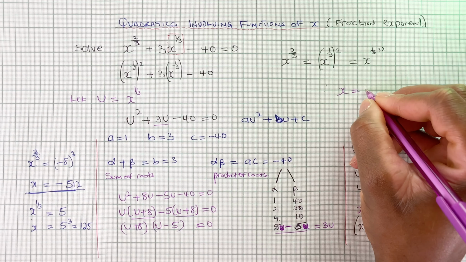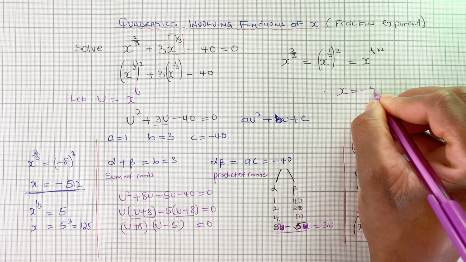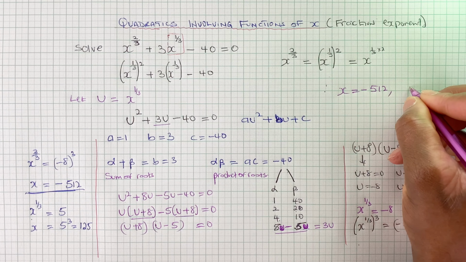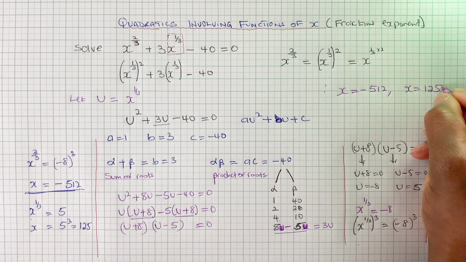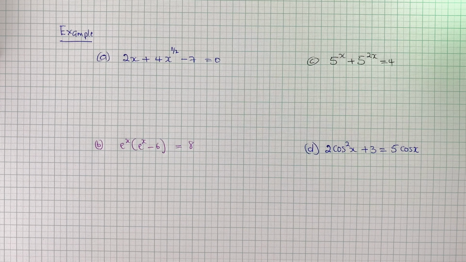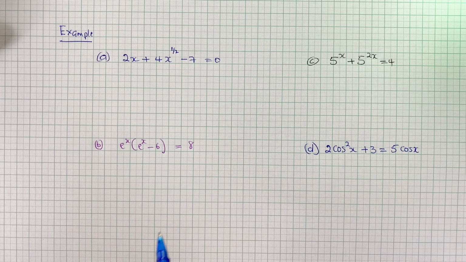So the solutions to these questions are x equals minus 512 and x equals 125. Here are some examples. We don't need to solve these, we just want to simplify them so that we get to a point where we can solve them.